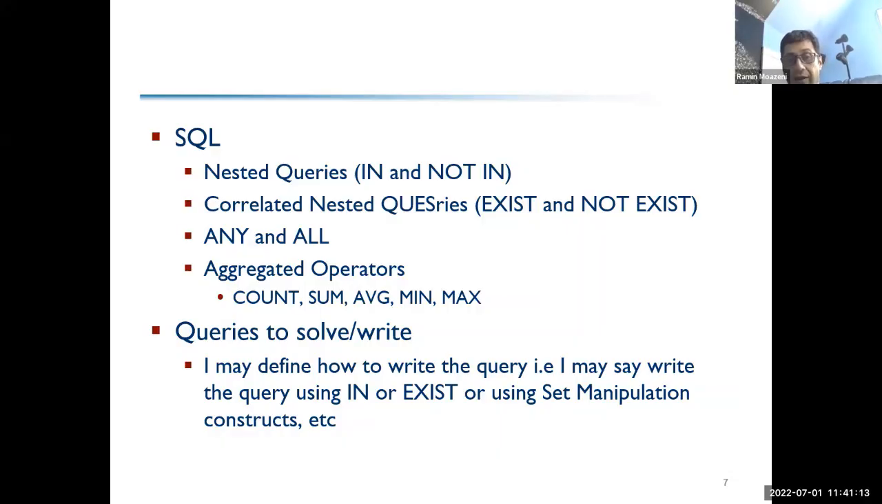As I said earlier, I may define how to write the query. I may say write the query using in or exists or using a set manipulation construct. If I ask that, I expect you to write it the way I'm asking. If I don't ask that, then you can choose how to write it, but you have to take efficiency into account. I don't want you to join all the tables in the world without thinking about what exact tables are needed. Or if there's a better solution using nested queries, I expect you to be able to use that better solution.